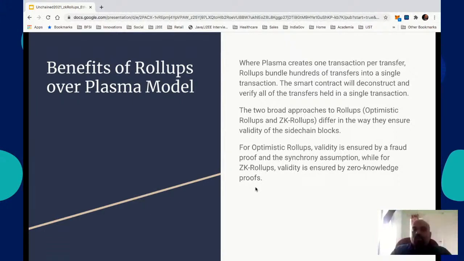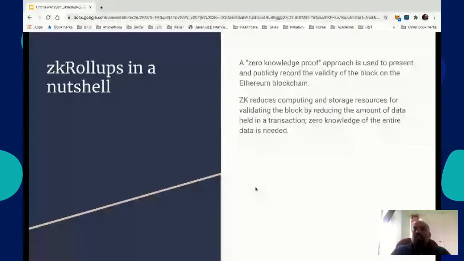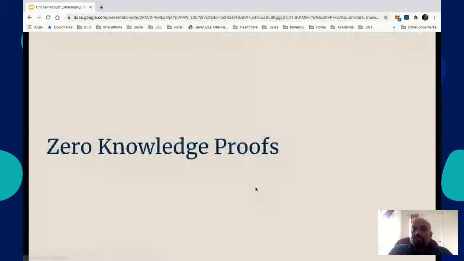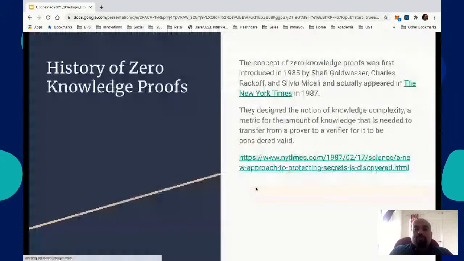Let's see what ZK rollup is in a nutshell. Zero knowledge is used to send and publicly record the validity of the block on the Ethereum blockchain. The benefit of zero knowledge proof based ZK rollup is that it reduces computing and storage resources for validating the block by reducing the amount of data held in a transaction. Now let's see what is zero knowledge proof.